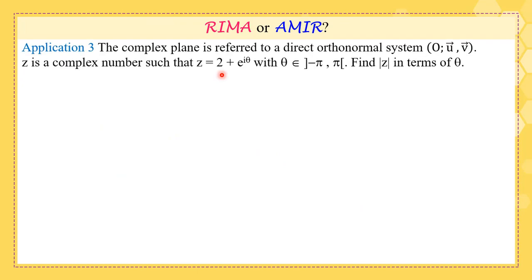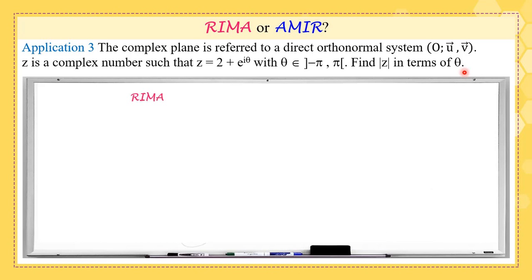Now Rima or Amir, let's see, we have a complex number z, which is 2 plus e^(i theta). We need to find the modulus of z in terms of theta. Rima, this is the modulus. She distributed the modulus on 2 and on e^(i theta). She got the modulus of 2 is 2, the modulus of e^(i theta) is 1, which is 3.